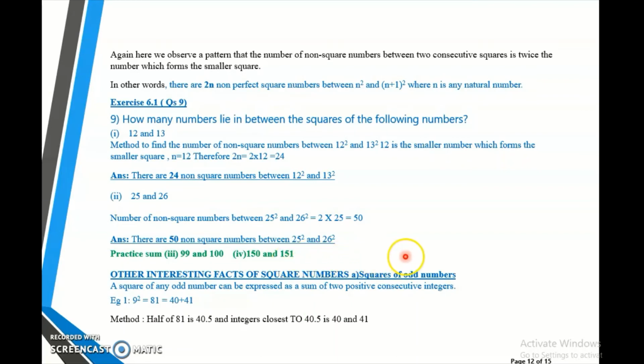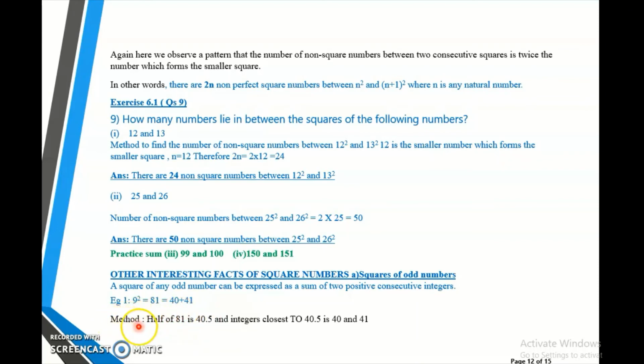Now, other interesting facts of square numbers, that is, squares of odd numbers. A square of any odd number can be expressed as a sum of two positive consecutive integers. Let us take for example 81. 81 is a square number. What is half of 81? It is around 40 and a half. So, if you put it as an integer, it is 40 and 41. 40 and 41 are consecutive integers. So, any odd square number can be split in this form.